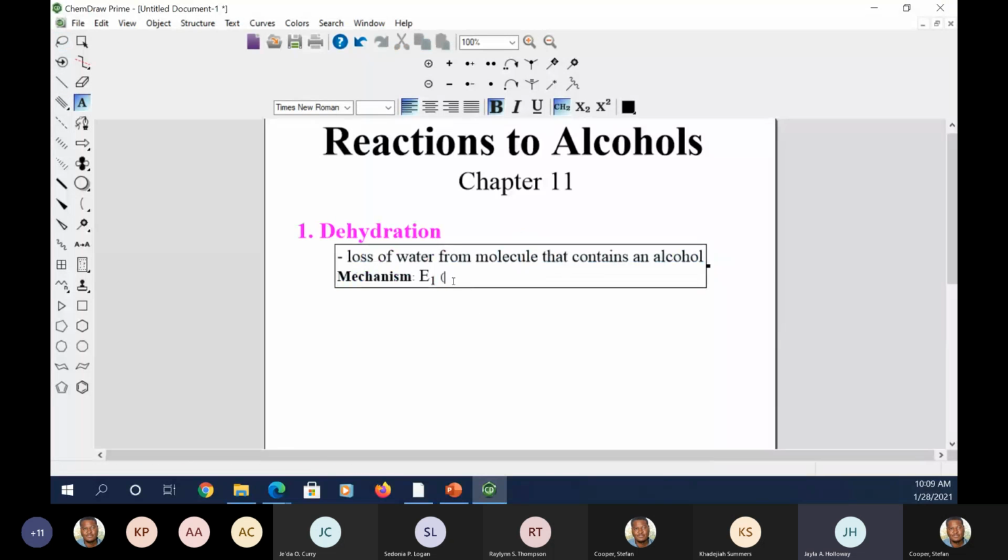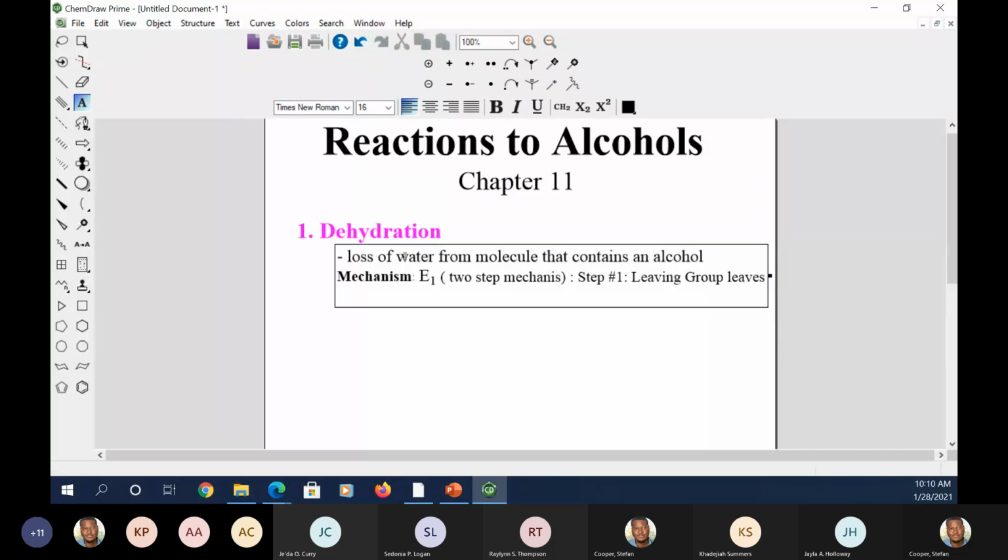I'm going to type it in, but she definitely said what we needed to know here. An E1 process always occurs in 2 steps. So this is a 2-step mechanism. What is step 1 of an E1 process? The leaving group leaves. That's right. And this always forms what?